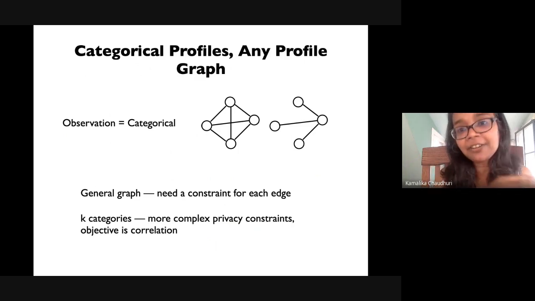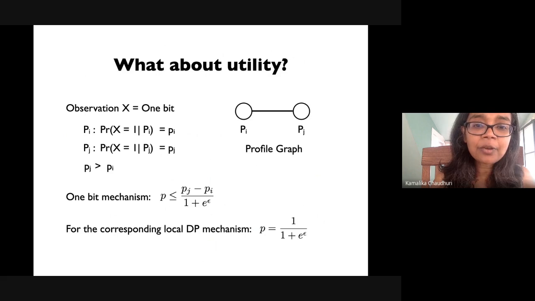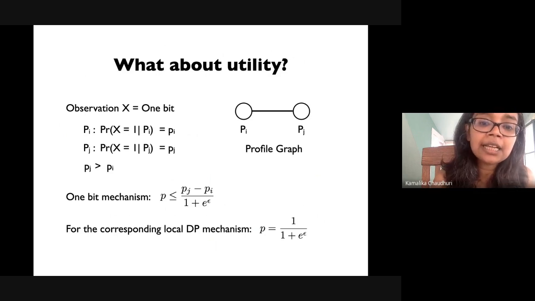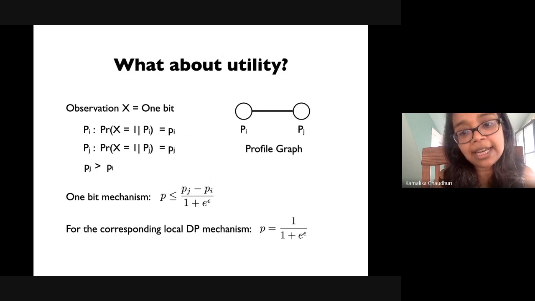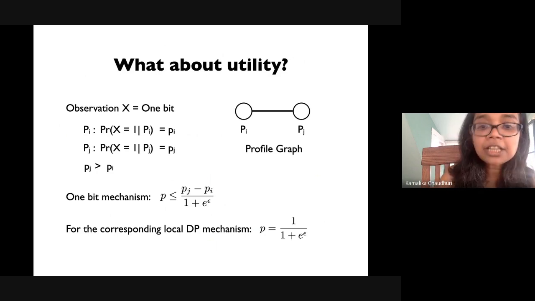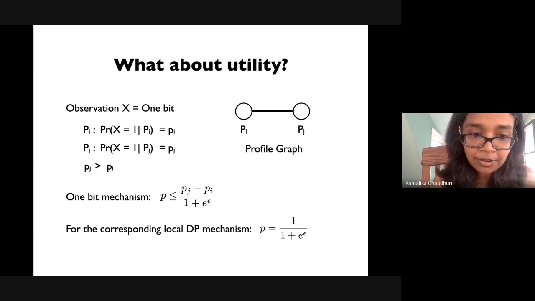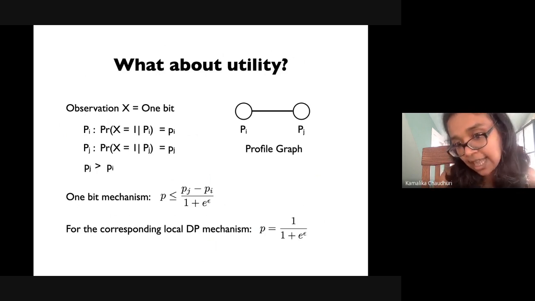For categorical data, again, you can extend this to more general graphs, and to k categories. And what about utility? For one bit, this is the simplest case. Let's say these probabilities are pi and pj. Then you can show that your flip probability is less than or equal to (pj minus pi) divided by (1 plus e to the epsilon). Whereas for the corresponding local DP mechanism, your flip probability is 1 over (1 plus e to the epsilon). So when pj and pi are closer than 1, like if pj is 1 and pi is 0, that's it, but if they're closer than 1, then you can get an improvement.